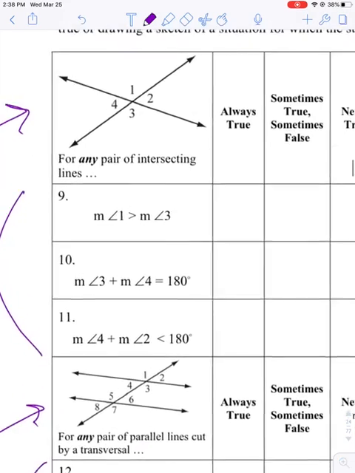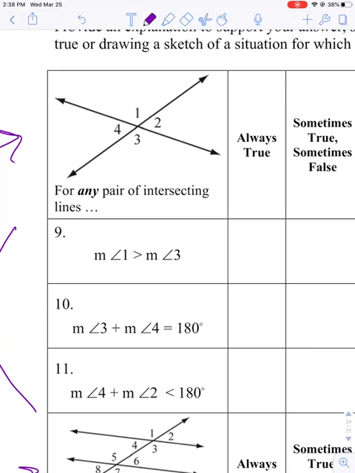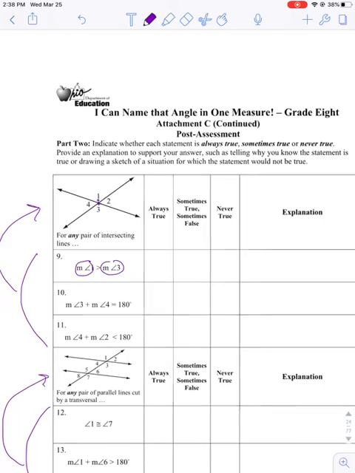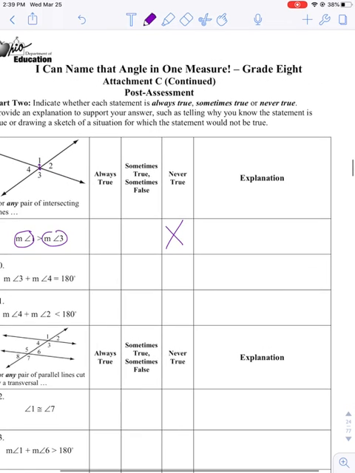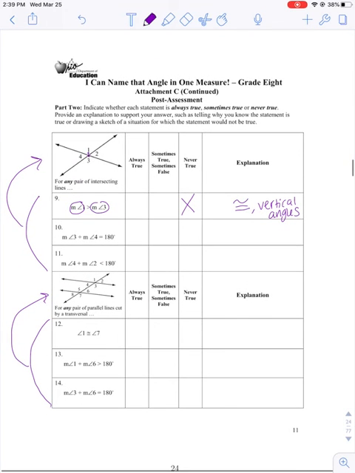So let me take you through the first one to show you kind of how I would look at this. It says angle 1 is greater than angle 3. What relationship do these have? They're vertical angles. That means they are congruent. They're the same. So angle 1 cannot be greater than angle 3. This is never true. And my explanation, short and sweet, I'm going to say they're congruent. Or I might say they are vertical angles. Go ahead and finish up the rest.